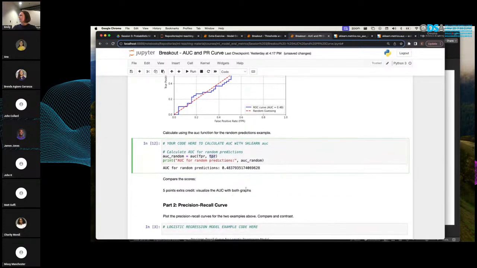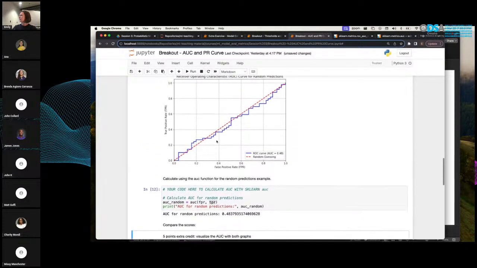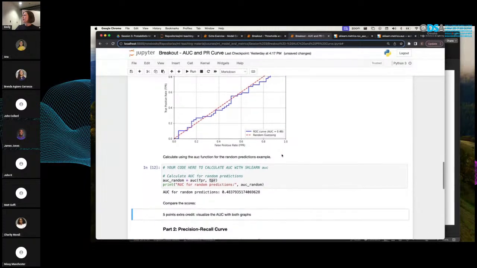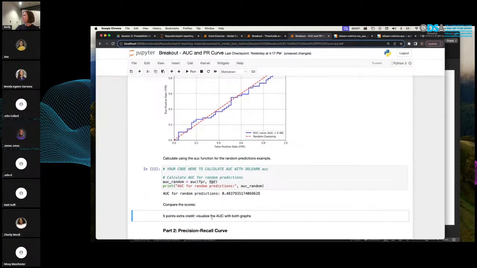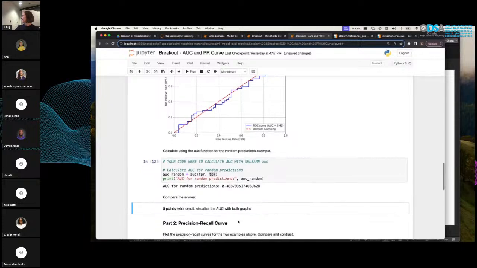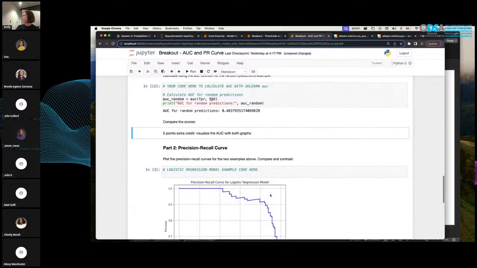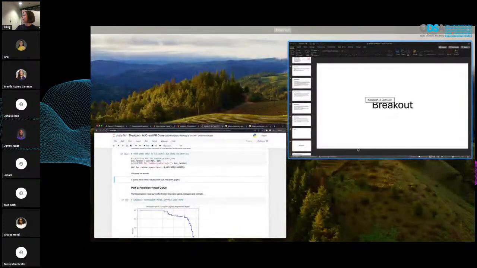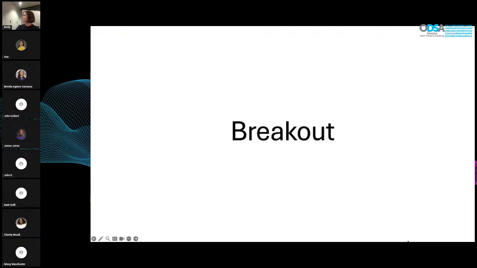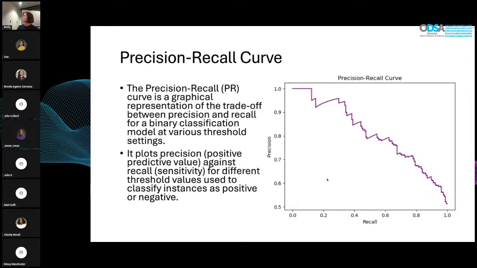If you guys want, I will give you 5 points of extra credit if you color in the area under the curve. So if you make a graph that visualizes the area under the curve as the shaded region with both graphs. Okay, let's jump back into precision recall curve. Totally optional, 5 points, not required at all, bonus points.